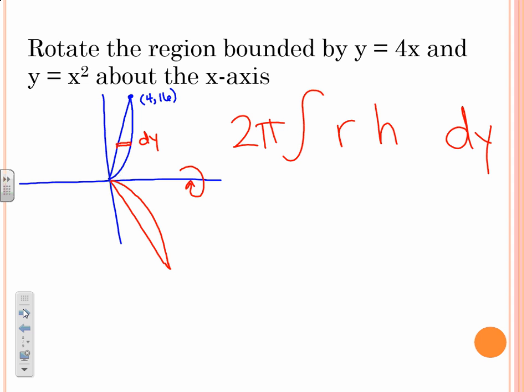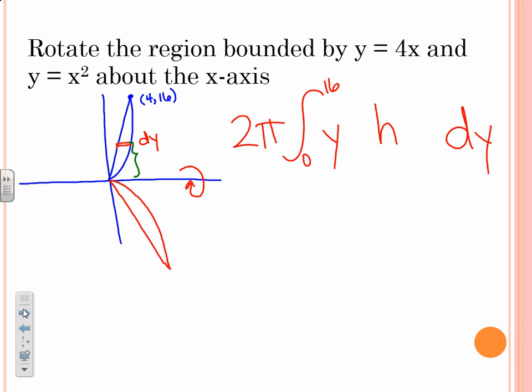So we're integrating with respect to y. What are our limits of integration? 0 to 16 with respect to y. Our radius: how far are all of these rectangles away from the x-axis? y. They are all y away, as long as you are rotating about the x-axis. That means we need to change the original function.